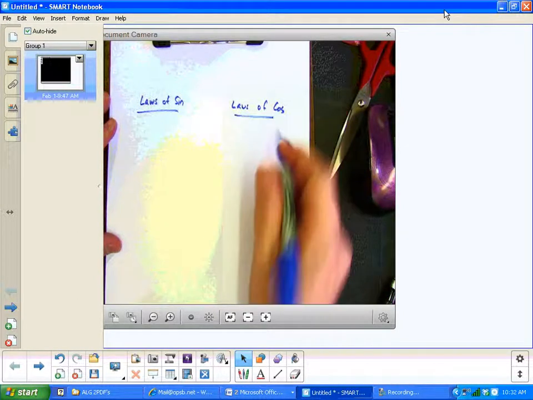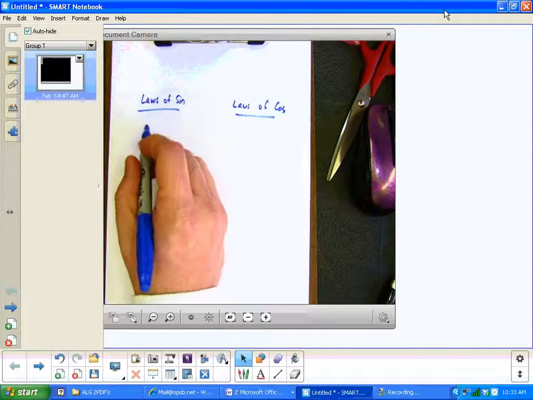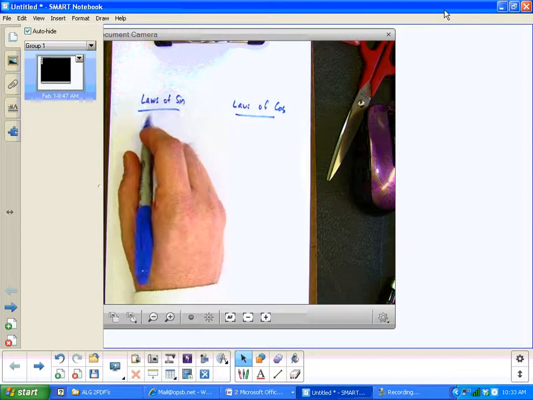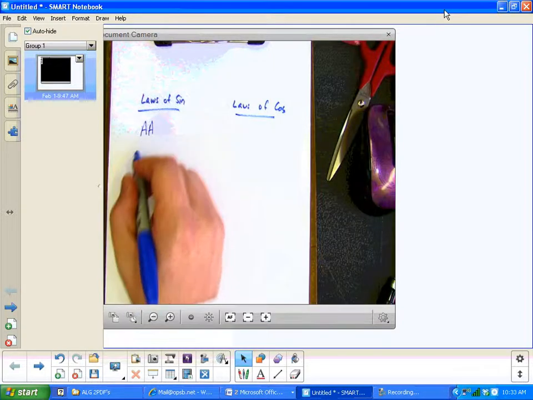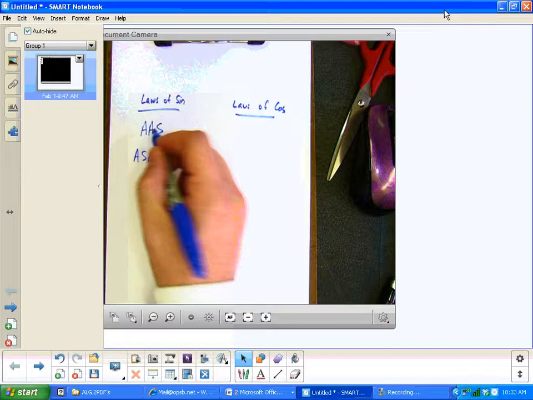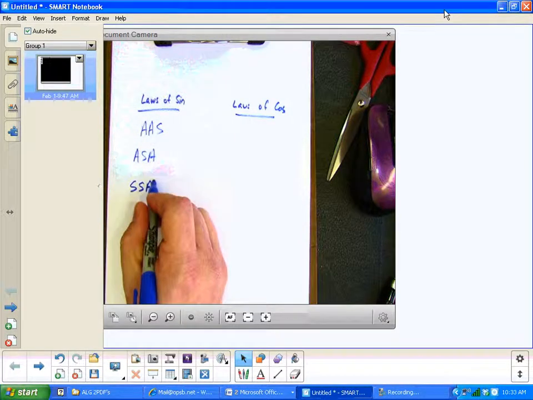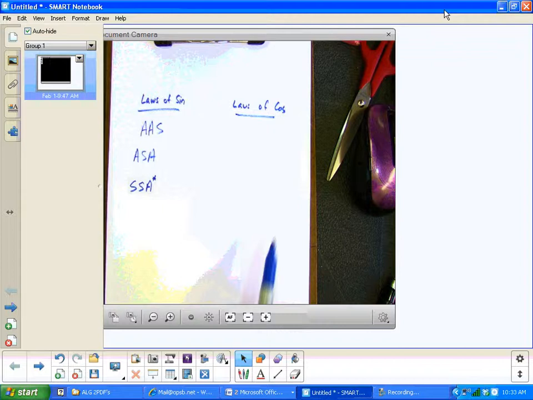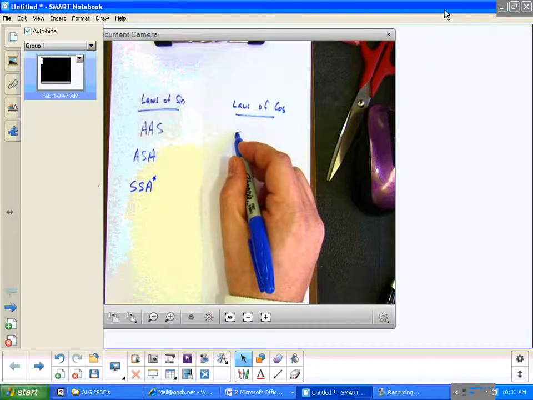Okay, how am I going to tell which ones to use? All right, laws of sine, what were the 3 cases? All right, angle, side, angle. All right, and angle, angle, side. And the bad one, side, side, angle. Remember, don't like him. All right, laws of cosine: side, side, side, and side, angle, side.